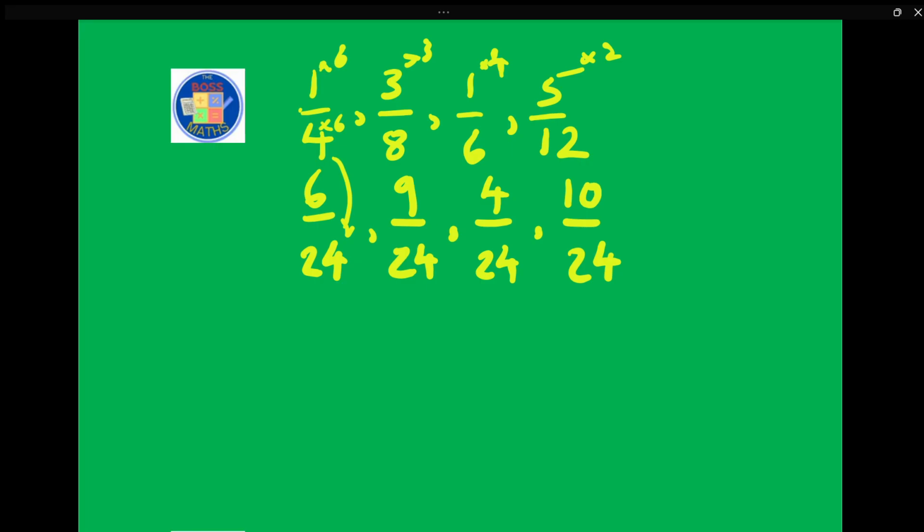From these, we can see which is the smallest. So the smallest is the third one. The original fraction was a 1/6, so first answer would be 1/6. The next one is 6/24, which refers to a quarter. Then the next one is 9/24, which was 3/8. And the last one is 5/12.